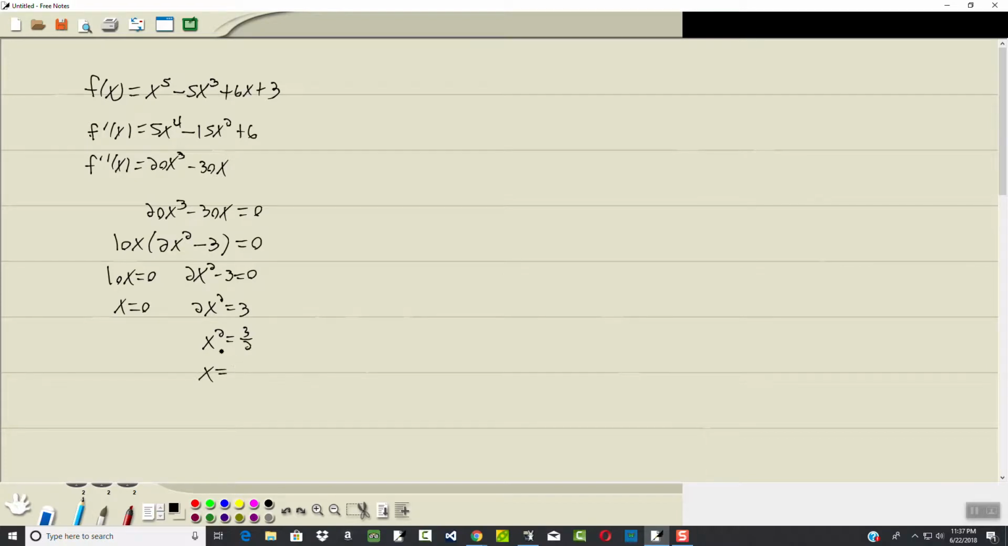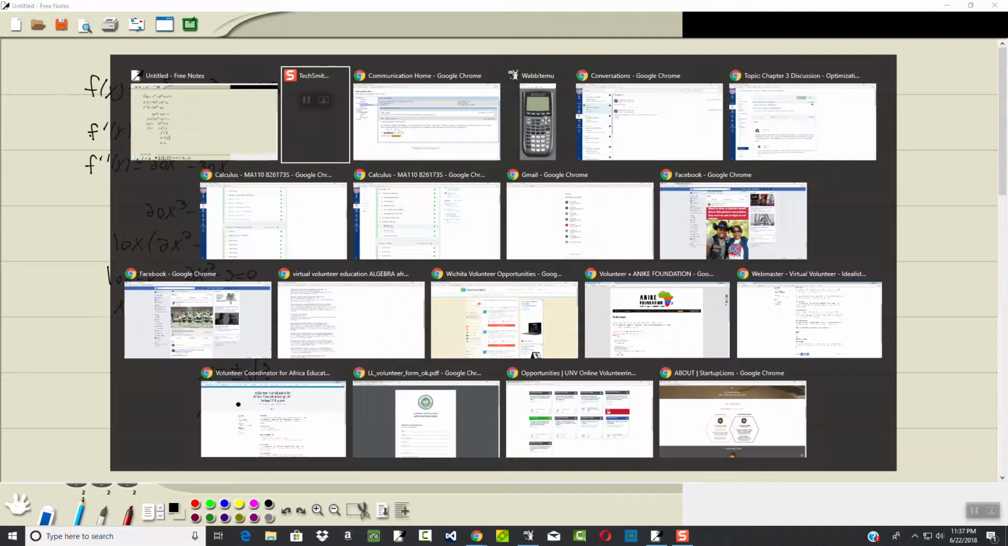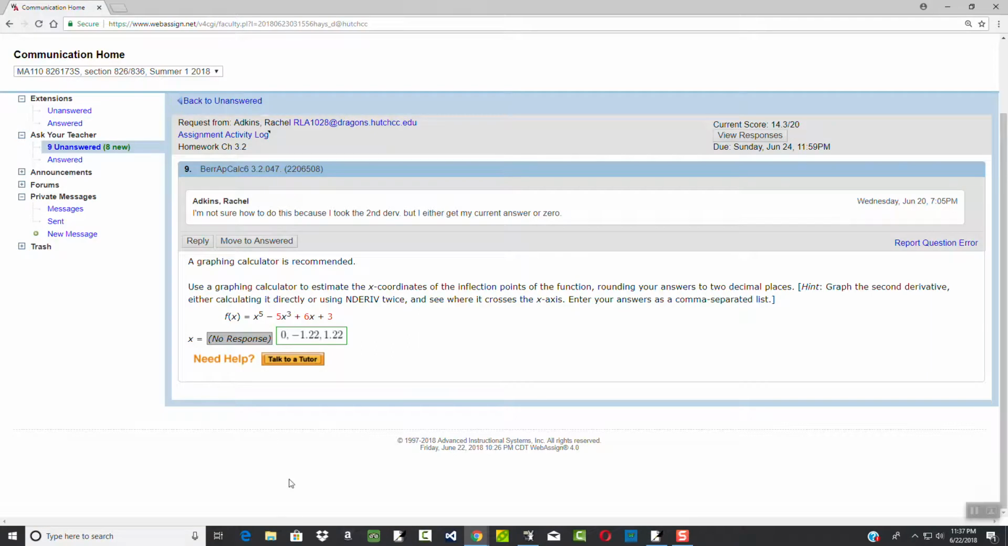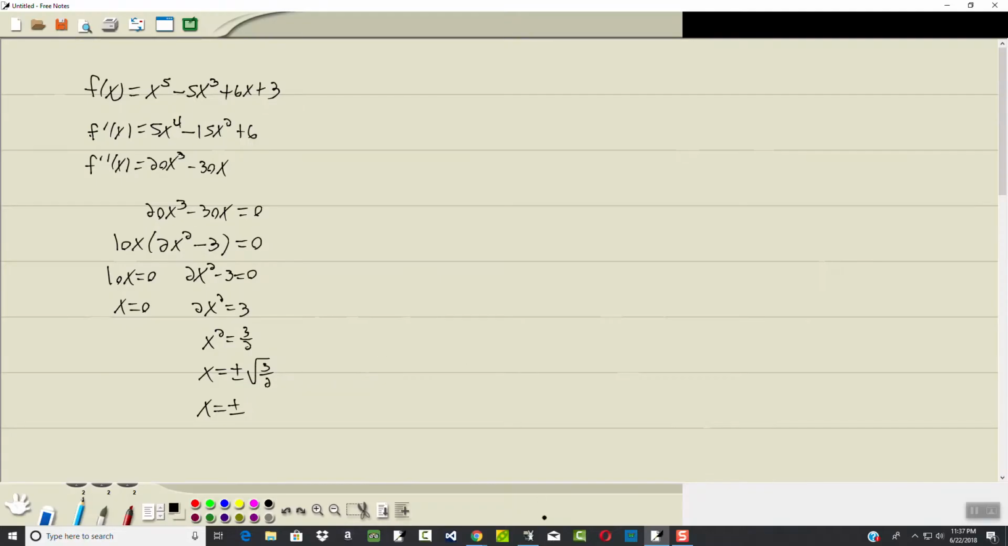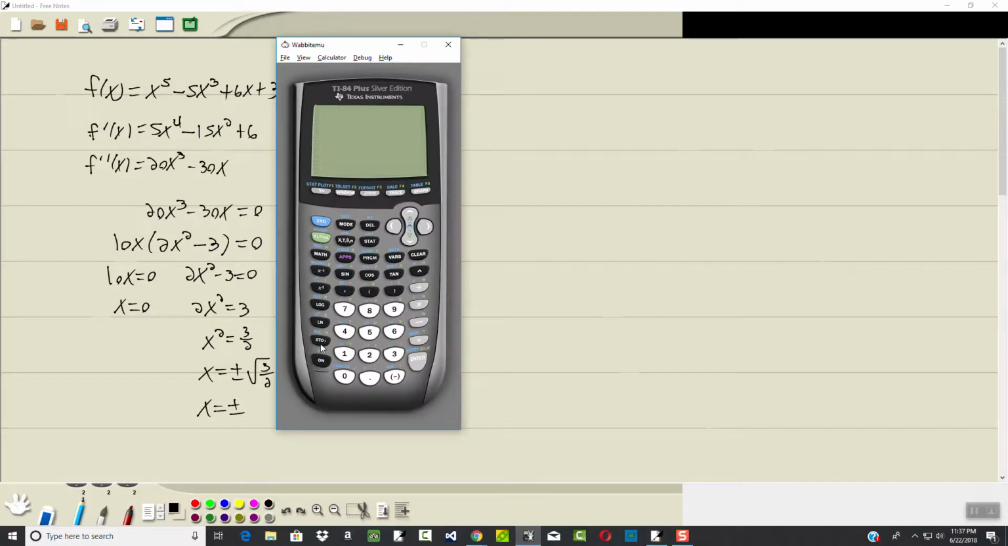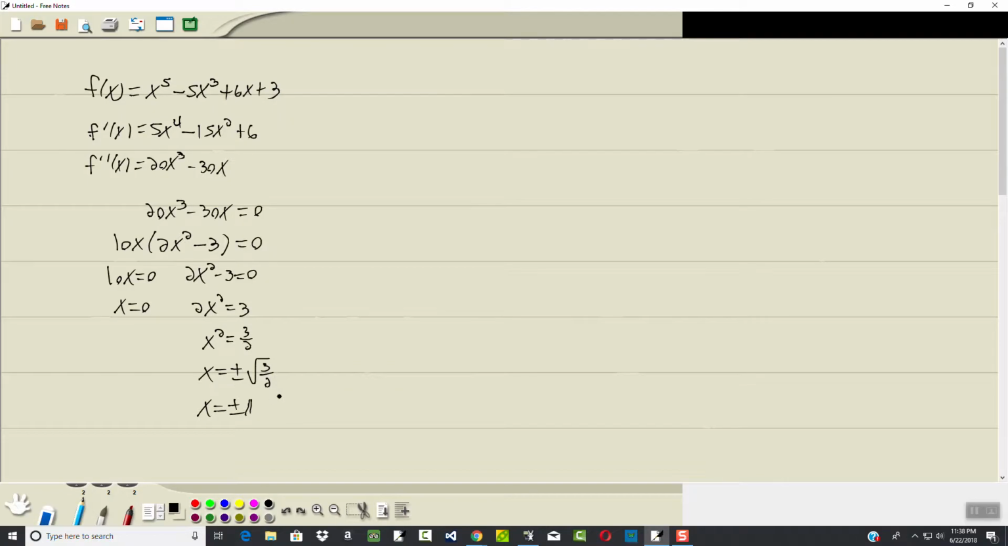Square root property says drop the squared, put a plus or minus square root on the other side. And they said a decimal is fine, rounded to 2 decimal places. So, square root of 3 halves, 1.22. The question is whether those are actually inflection points, though. We can't just assume they are. Negative 1.22, 0, and 1.22.